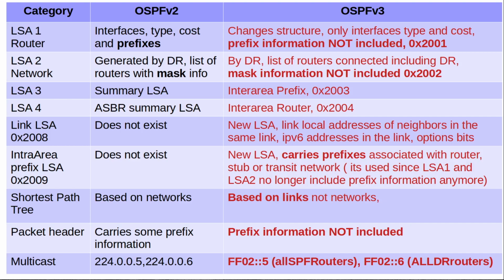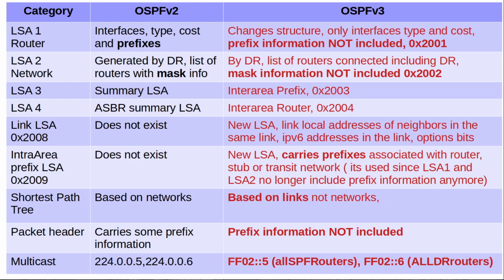Now, OSPF version 3 will be based on links rather than networks. So routers' interfaces are known as links. These links will be identified by a number. So this reduces the amount of situations in which the shortest path algorithm is run.